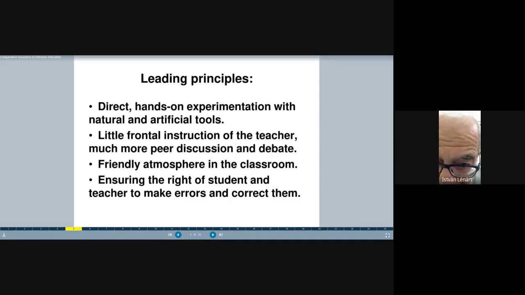Okay, next: friendly atmosphere, just as Anna said, very important. Don't be afraid. Don't be afraid of making a mistake. Don't be afraid of the teacher, and don't be afraid of your peers. Trust yourself. Trust your abilities. Next, ensuring the right of the student and also the teacher to make errors and correct them.